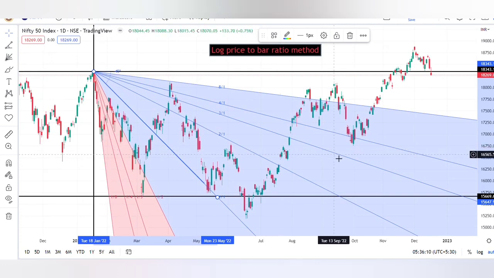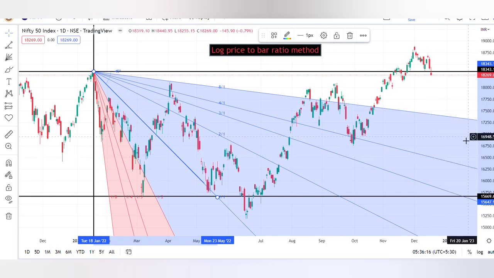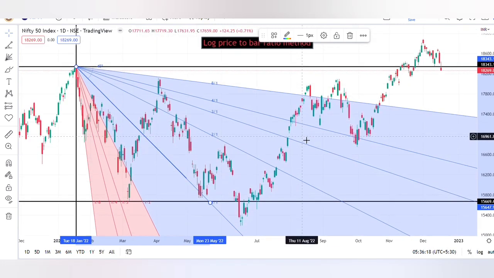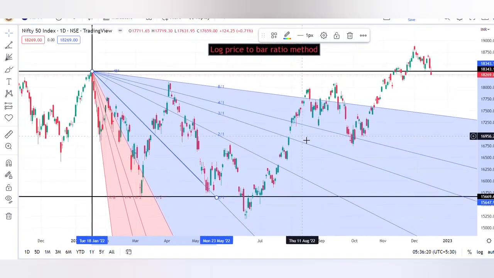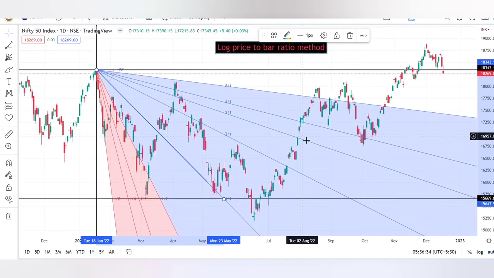So what we can do here is right click on the right panel and choose the option of log price to bar ratio. Now when we expand or contract, here we can see that the scale is not changing. This method is correct when we are making hand-drawn charts on paper by taking coordinates, but not truly correct in the case of TradingView as the scale changes.